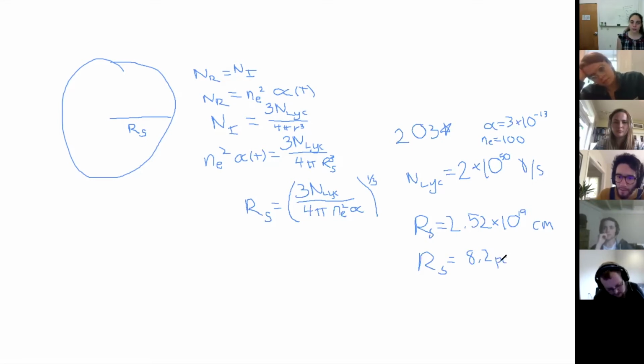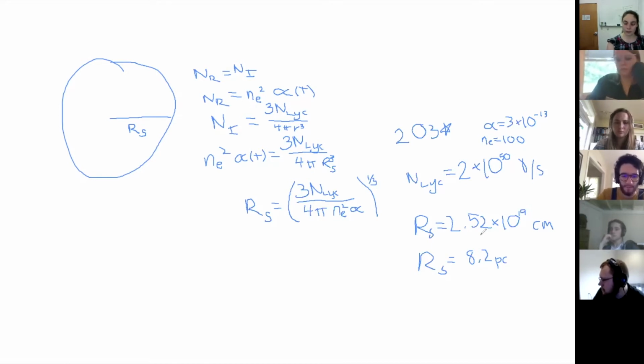So if we had an H2 region with only 2 O3 stars in it, we would have a Stromgren radius of about 8.2 parsecs. So not huge. These aren't giant structures. They're fairly small, but we would also likely have more than 2 O3 stars inside of it. There would also likely be some B stars and some other O stars. So that's our little dose of derivation. Any questions before I move on?